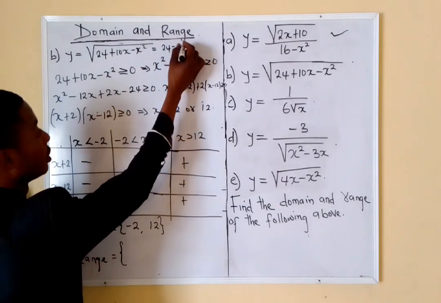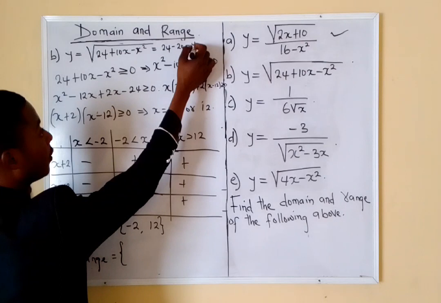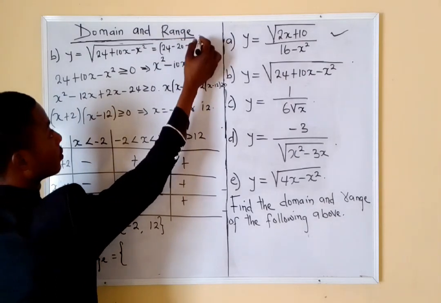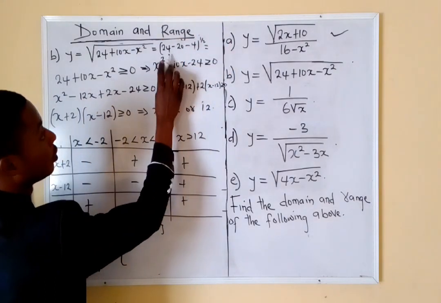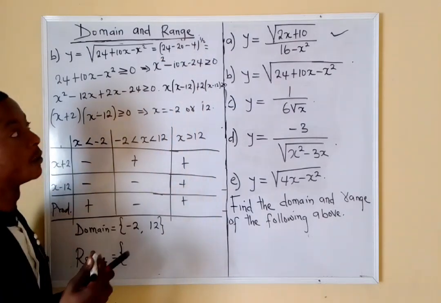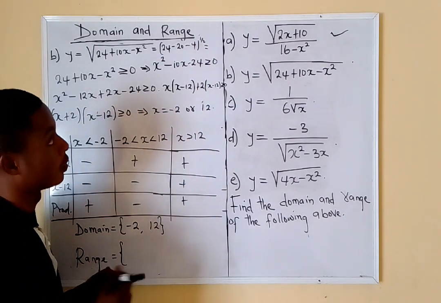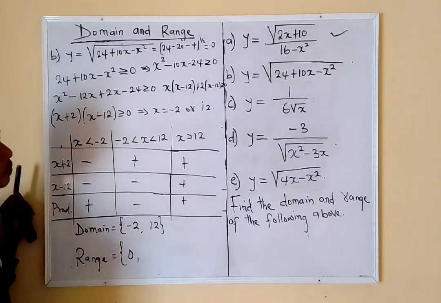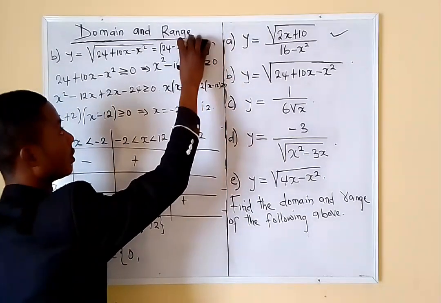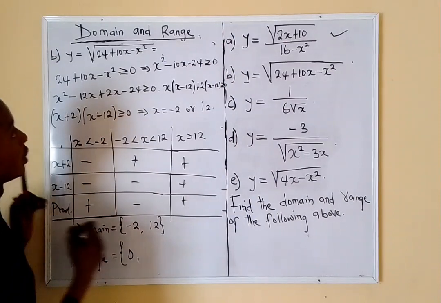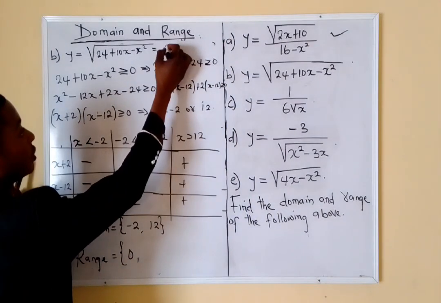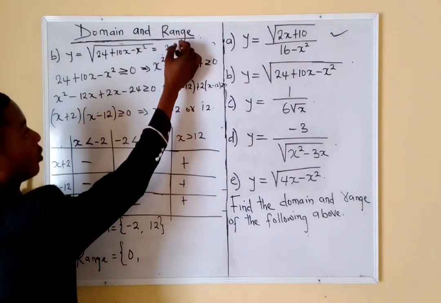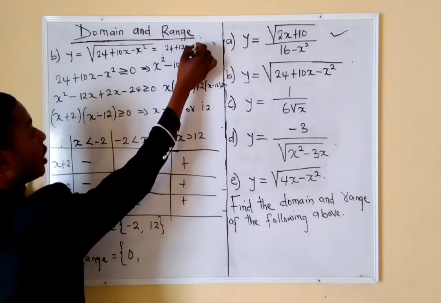If we take the value 12 itself, we are going to have 24, and 12 times 10 is 120. 12 squared is 144, and then root. 24 plus 120 is 144. Minus this is 0. So this is our domain, and this is our range. Very good.